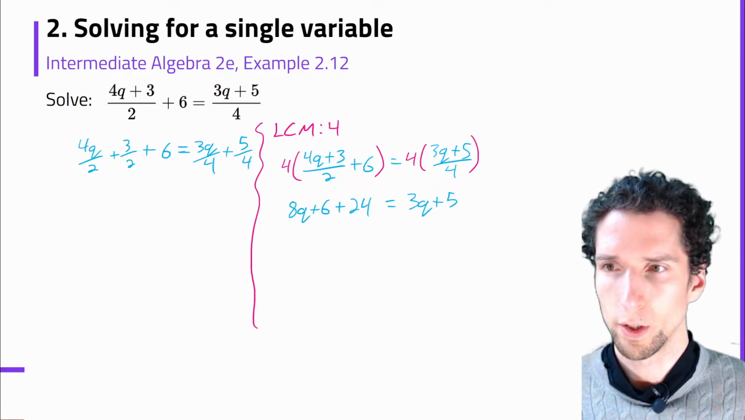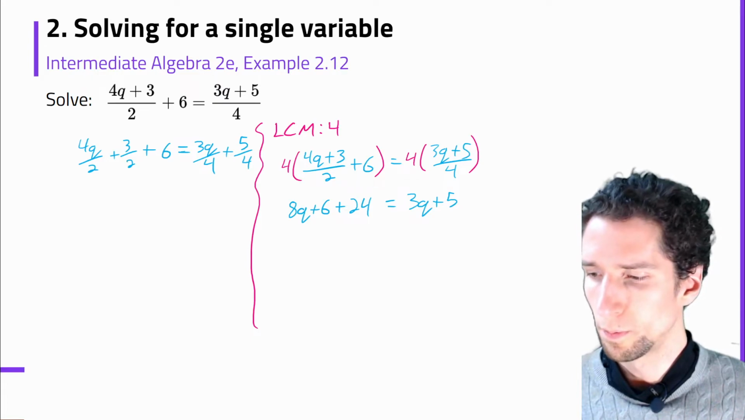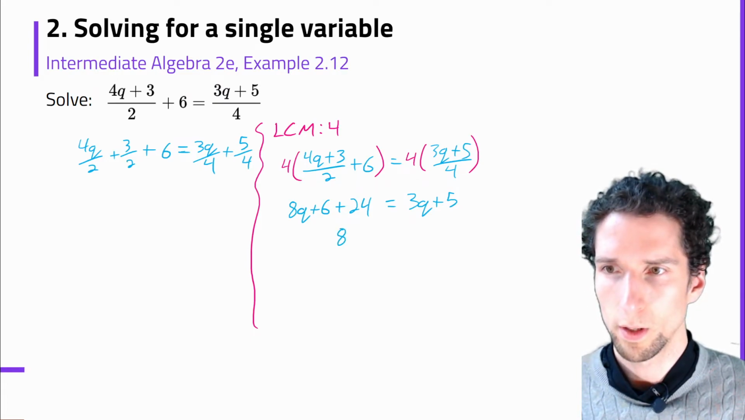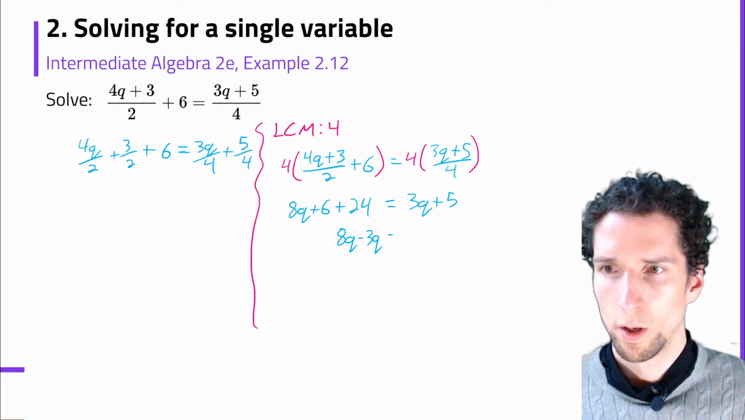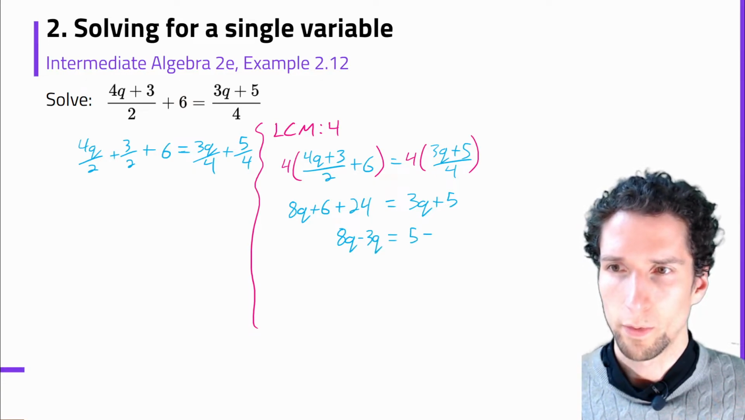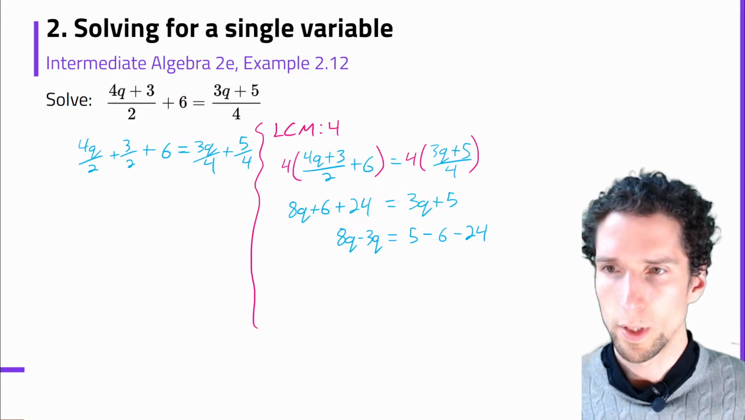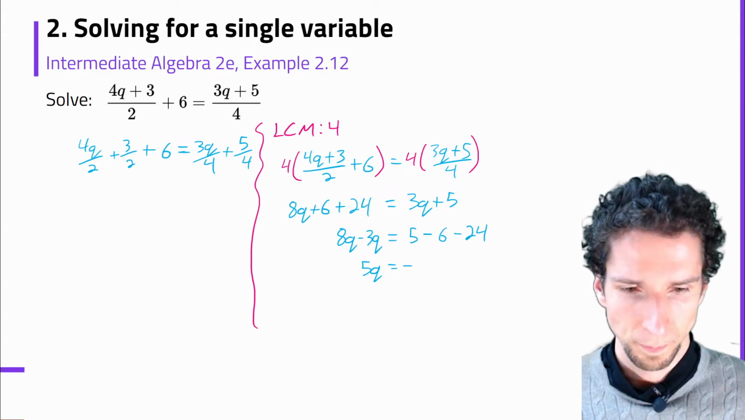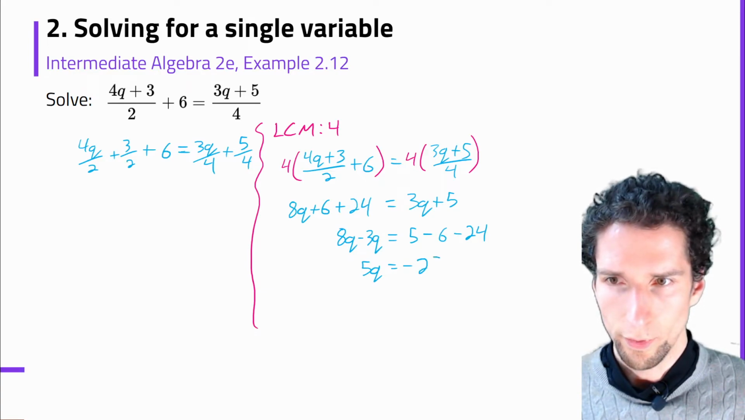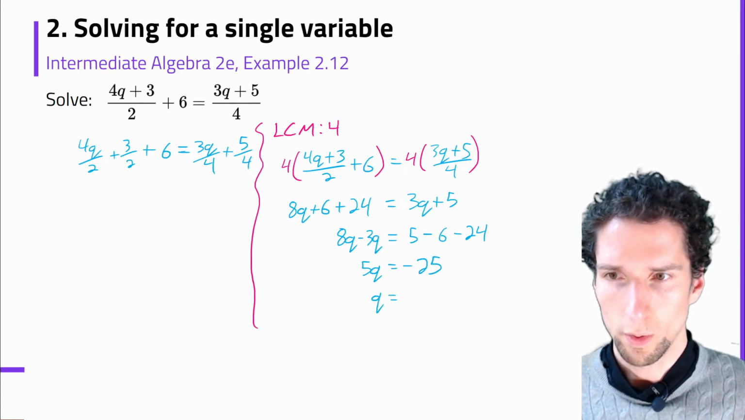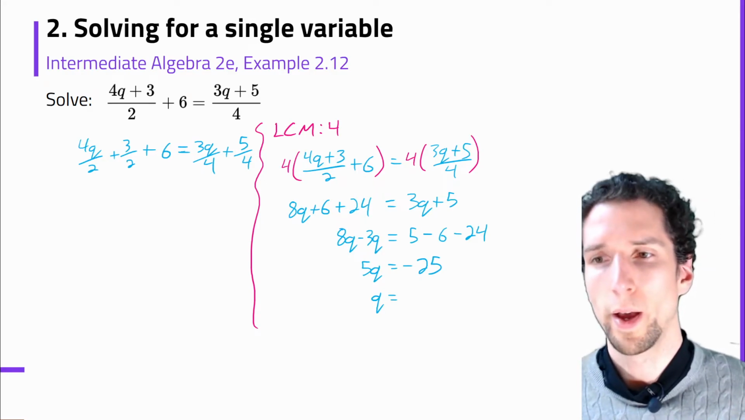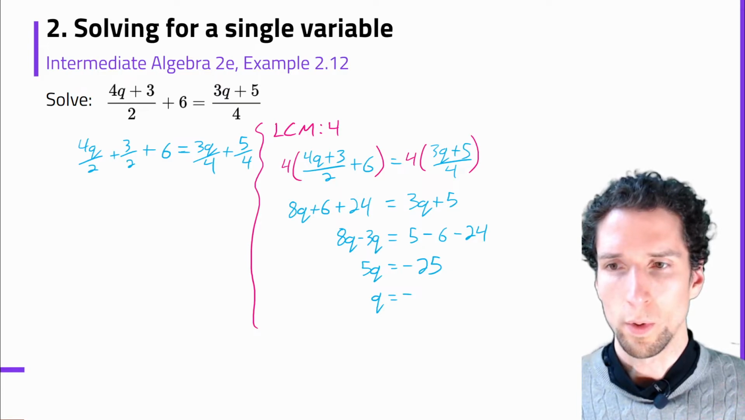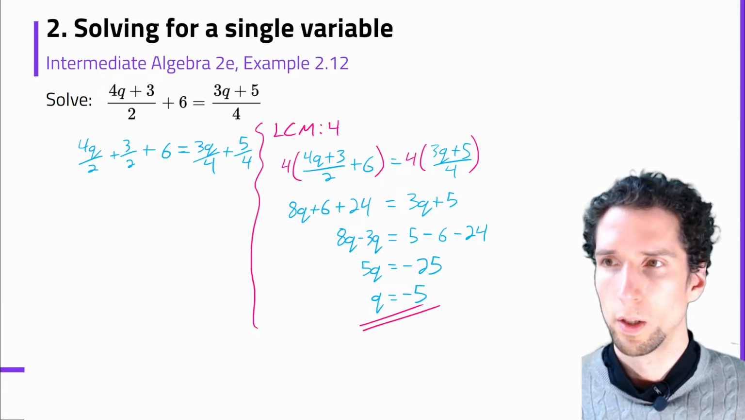All right, we'll gather our terms. 8q minus 3q, let's do that as an extra step as well. And then we will have 5 minus 6 minus 24. And we just simplify. We will get 5q here, and 5 minus 6 minus 24 looks like negative 25. And q equals, therefore, or divide both sides by 5, and then we get q equals negative 5.